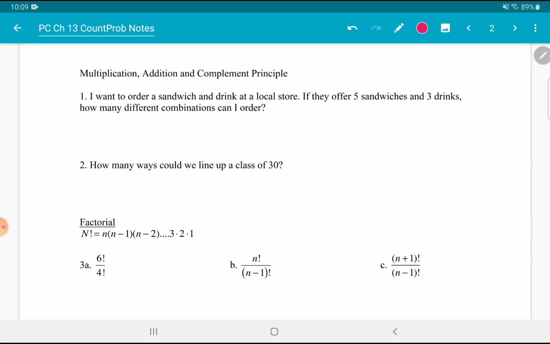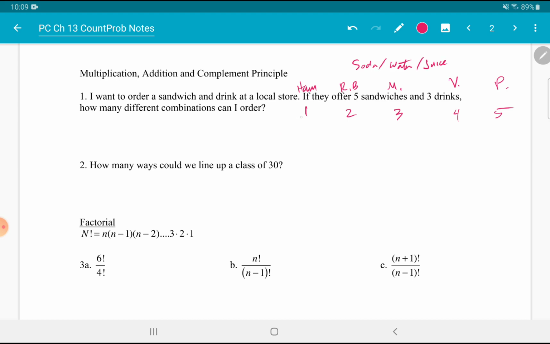So we're just going to list out the different ways that we can create sandwiches. First of all, we basically have 5 sandwiches, so I'm just going to label it 1, 2, 3, 4, 5. Imagine you have, let's say, a ham, a roast beef, a meatball sandwich, a veggie sandwich, and a pastrami sandwich. You've got 5 different kinds of sandwiches. And the store has 3 types of drinks. Maybe you can get a soda, water, or juice.